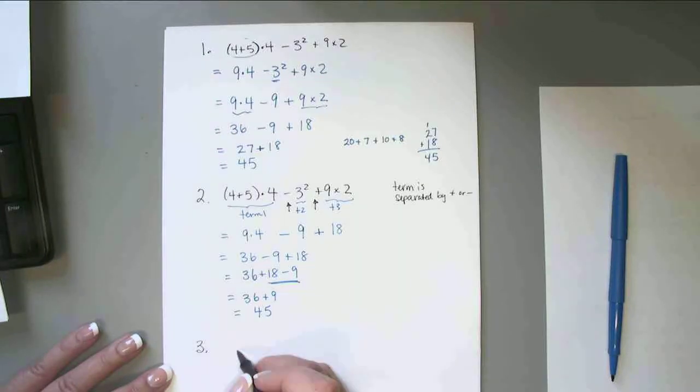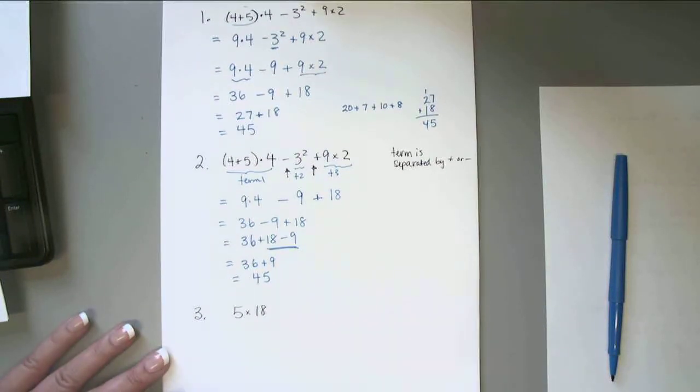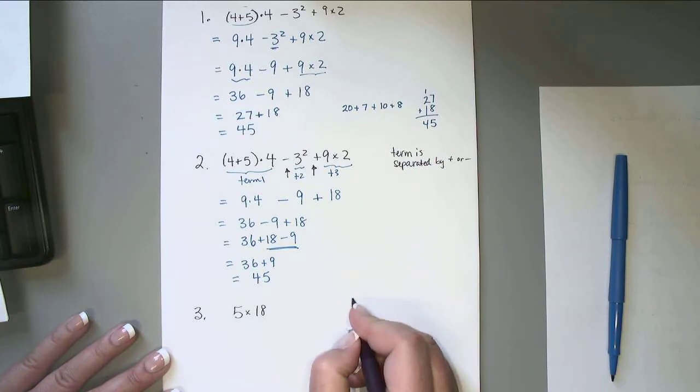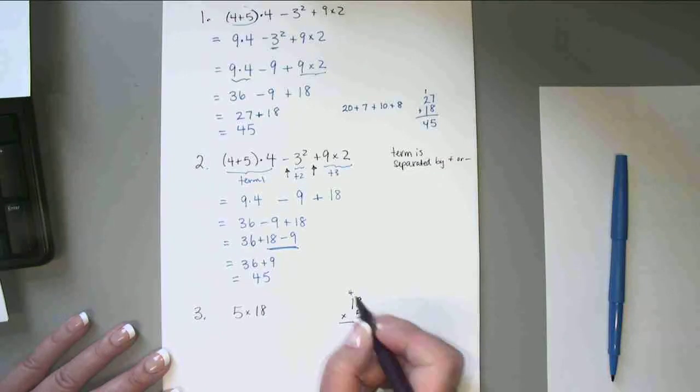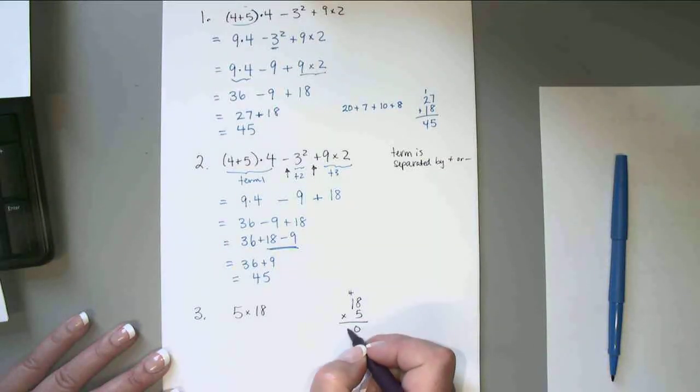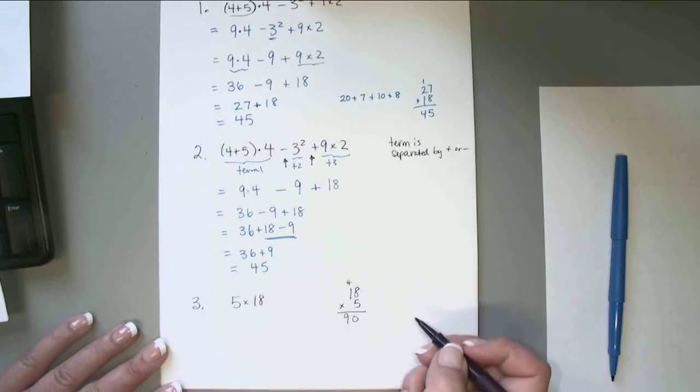Okay, so another example. Say we wanted to do 5 times 18. So just multiplying numbers. You can use the standard algorithm, which is like this. 5 times 8 is 40. 5 times 1 is 5 plus 4 is 9. So the answer is 90.